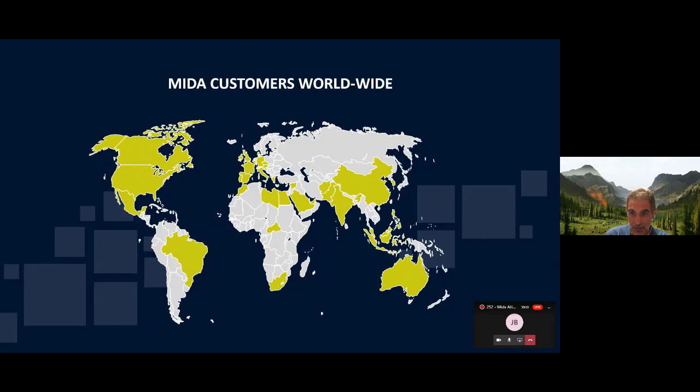To give you an idea, this is a view of the world map, and countries in green are places where we have sold some products or all of our products, depending on the case.